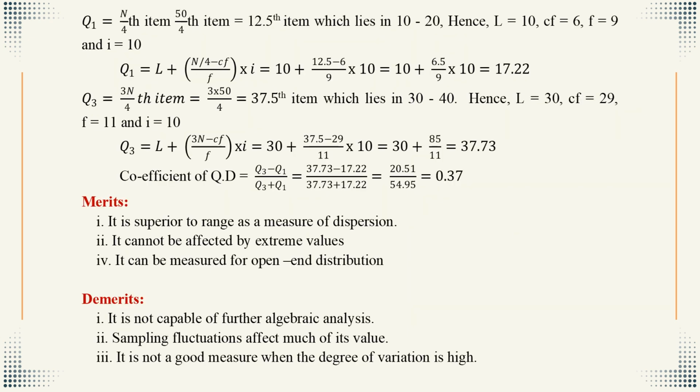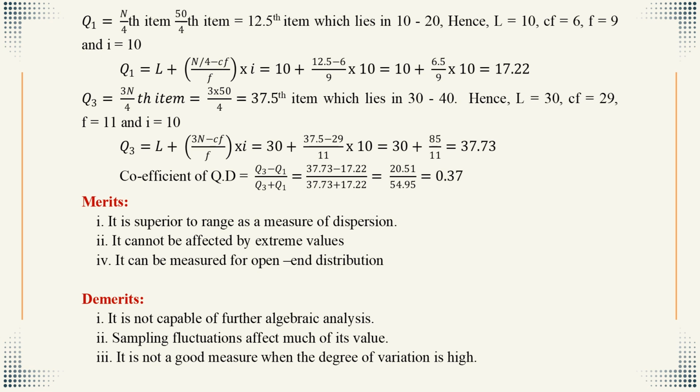Here the calculation has been done. Q1 is n by 4th item. Item means total number, n being 50, that is from the cumulative frequency. Last one is the total. 50 by 4 the item, that is 12.5th item, which lies in the 10 to 20. 12.5 is in that 10 to 20. Thereby the value should be in between that only.